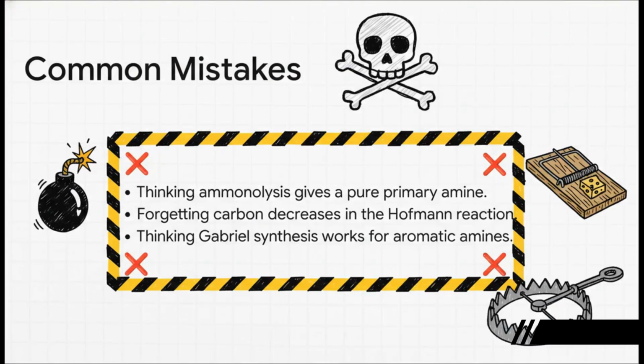Okay, listen up. These are the big mistakes you need to watch out for. First, people forget that aminolysis is messy. They think it gives a pure product. It doesn't. Second, and this is a huge one, they forget the carbon count goes down in the Hofmann reaction. It's the one carbon less rule. Don't forget it. And finally, a super common error is thinking you can use Gabriel synthesis to make aniline. You can't. It's only for aliphatic amines. Know these traps so you can step right over them.